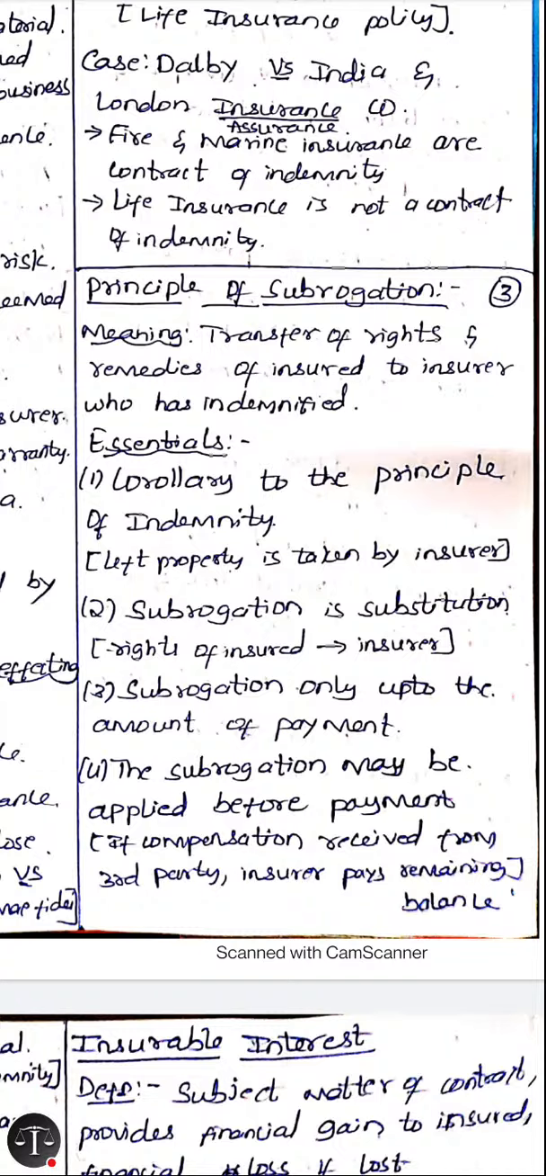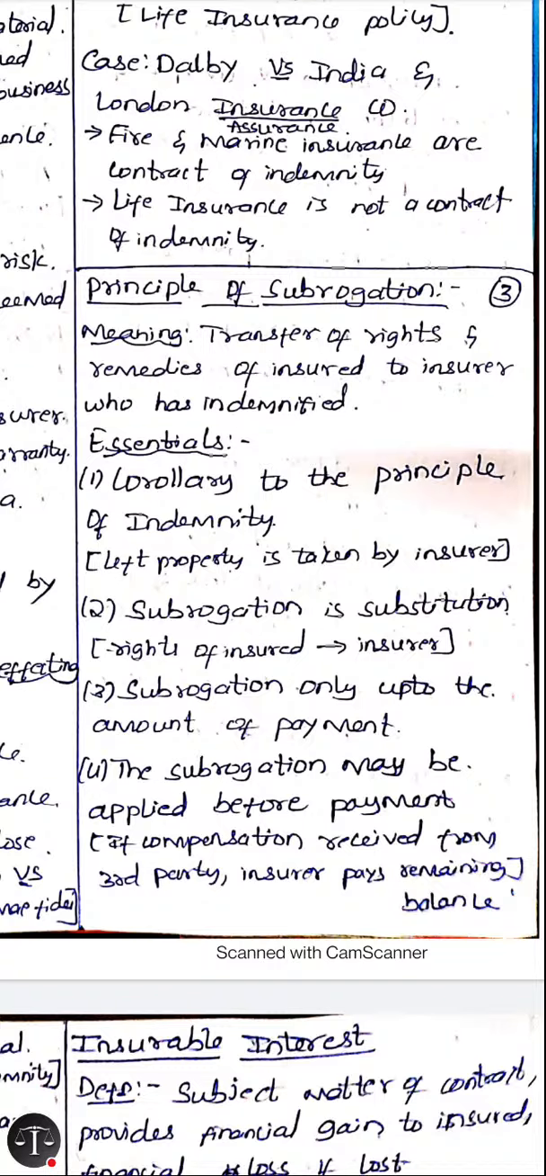The next is subrogation is substitution. So subrogation is a kind of substitution where all of the rights of the insured are transferred to the insurer. Subrogation is only up to the amount of payment. So the insurer subrogates only up to the amount of payment, that is, only up to the amount of premium.